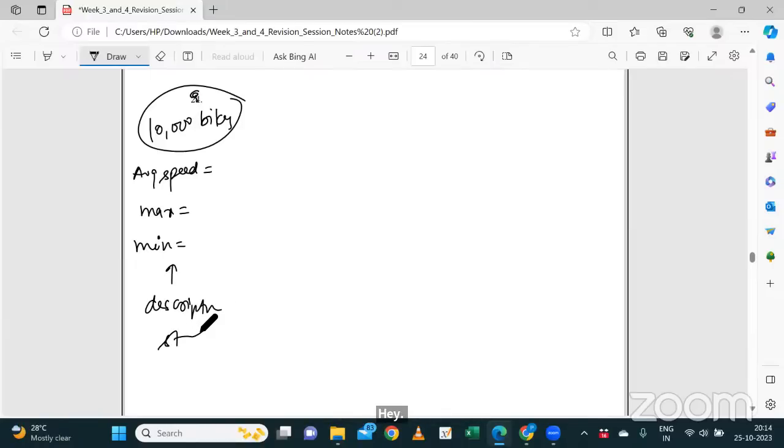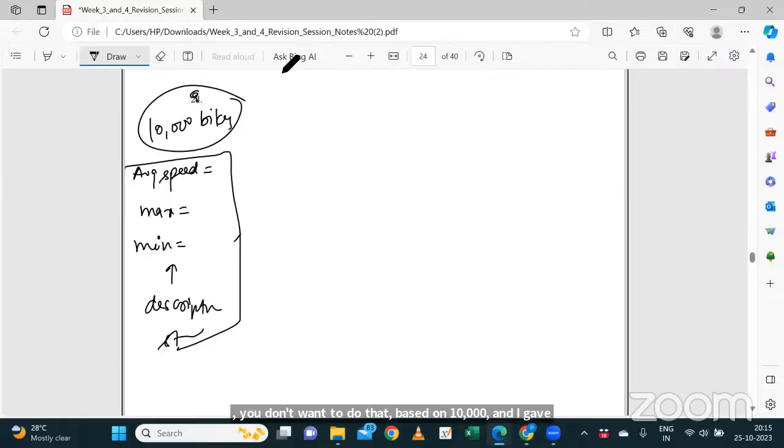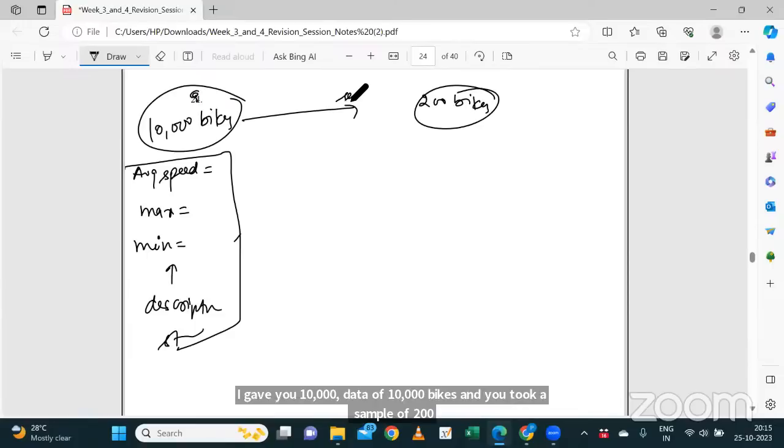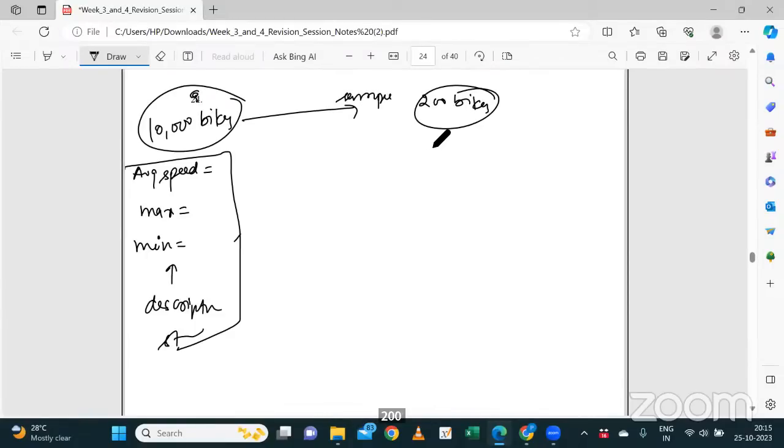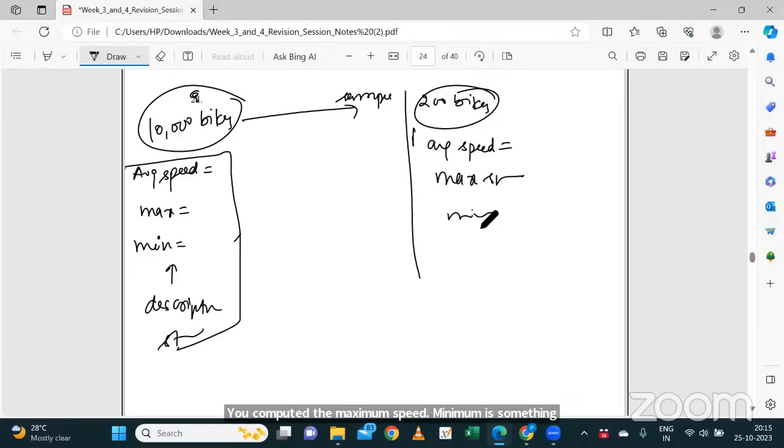Now suppose you don't want to do that based on all 10,000. I gave you a data set of 10,000 bikes, and you took a sample of 200 bikes. You computed the average speed, maximum speed, and minimum speed of these bikes, and you stopped there. You simply told me this is the average speed, this is the maximum speed, this is the minimum speed. Then this will be descriptive.